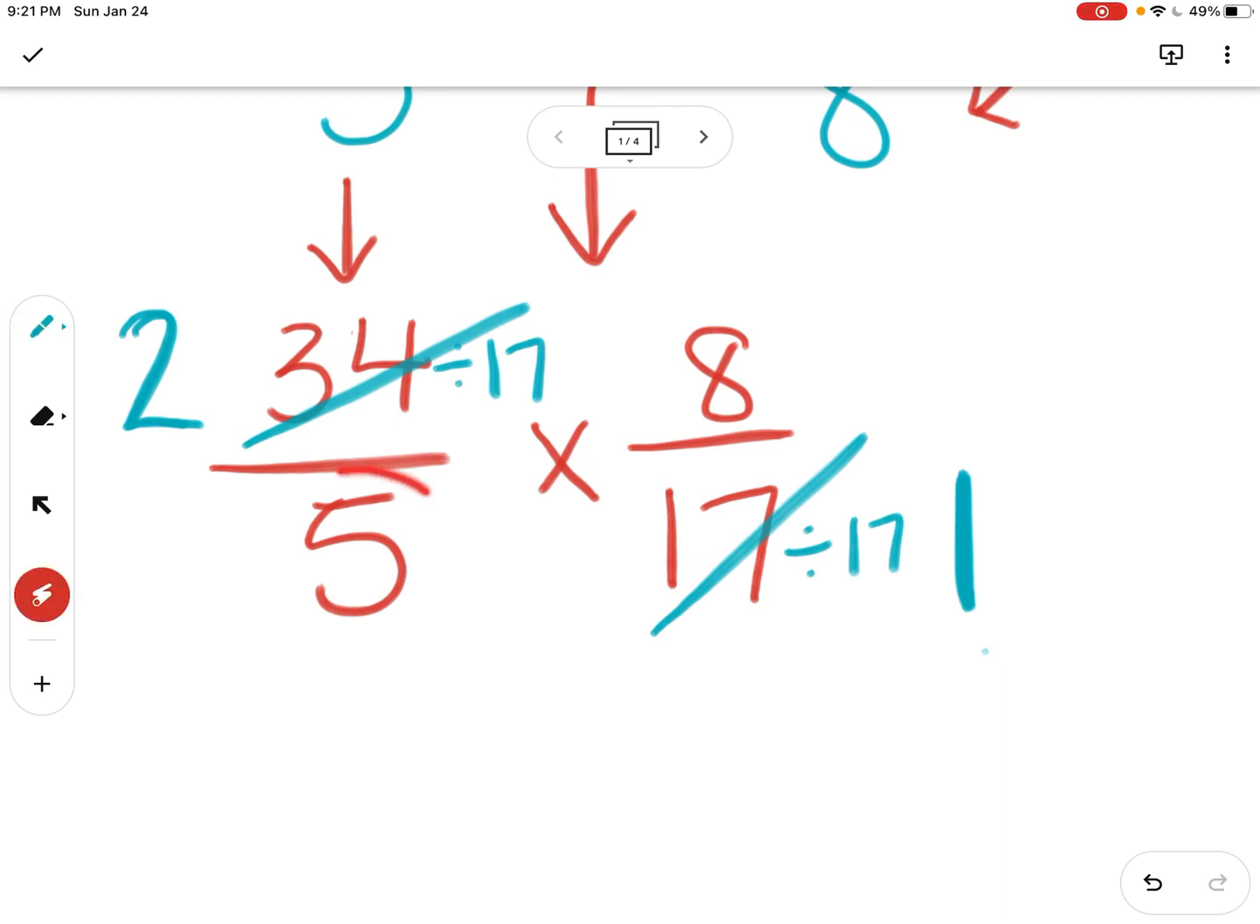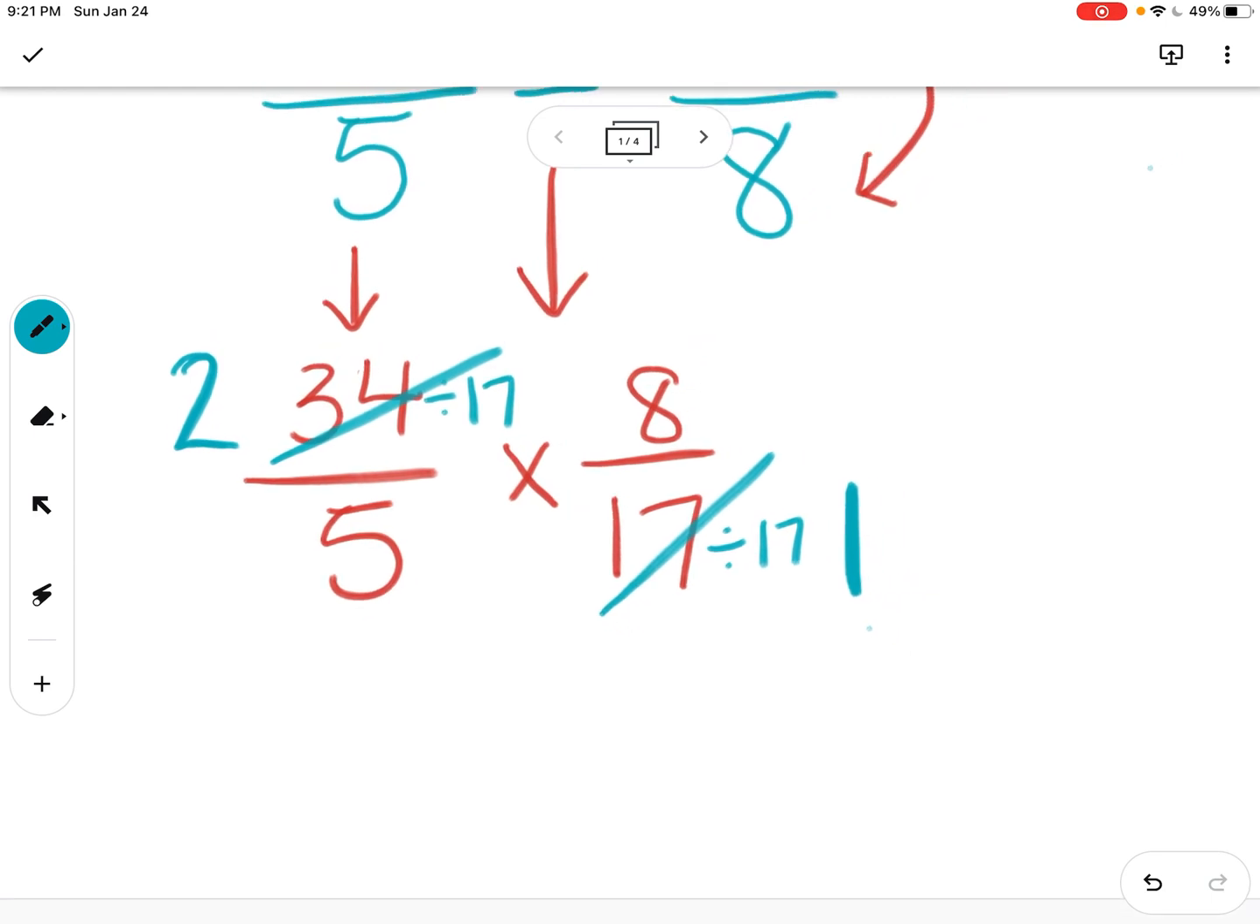All right, I'm going to check the other ones, 5 and 8. 5 and 8 actually don't have a common factor. I know 5's second multiple would be 10, and 8 is below that. So those would not work out. And now that we have this, we can just go ahead and multiply straight across like we do with fractions. So I multiply my numerators, 2 times 8, which is 16. And I multiply my denominators, 5 times 1, which is 5.